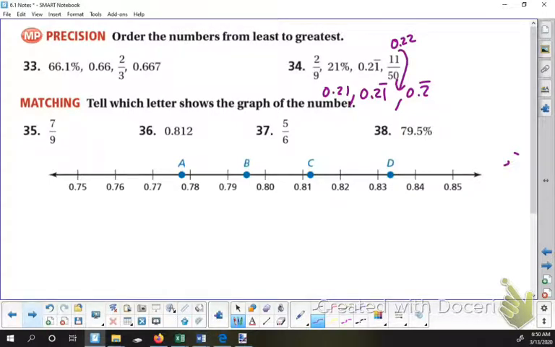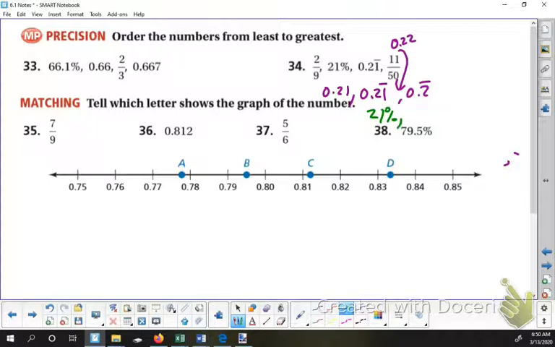So let's see. My smallest number is 21%. So I have to list these from least to greatest. I'm trying to make a little bit of room where I can do this. And I'm going to do it in a different color. So it says from least to greatest. So I have 21%. That's my smallest number.